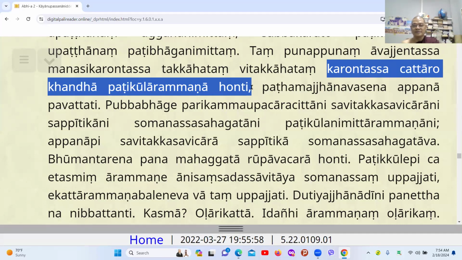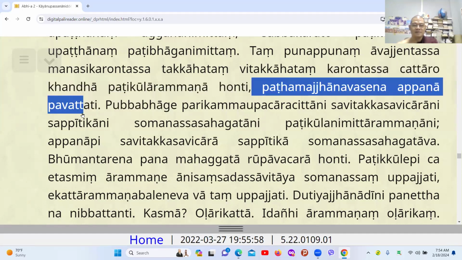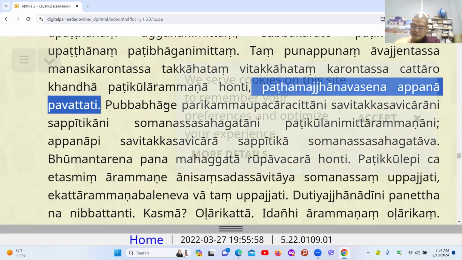They arise together with the cetasikas. Any one of the mahakusala citta, with sati, sampajanna and the other cetasikas, if we compose them, then we get the four khandas. So it will become the object of the four khandas. In the first jhana, the first jhana arises as appana. This particular attention will cause only the first jhana, appana.